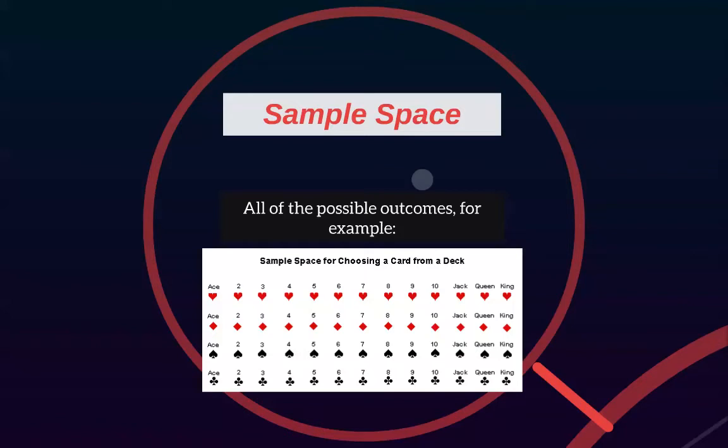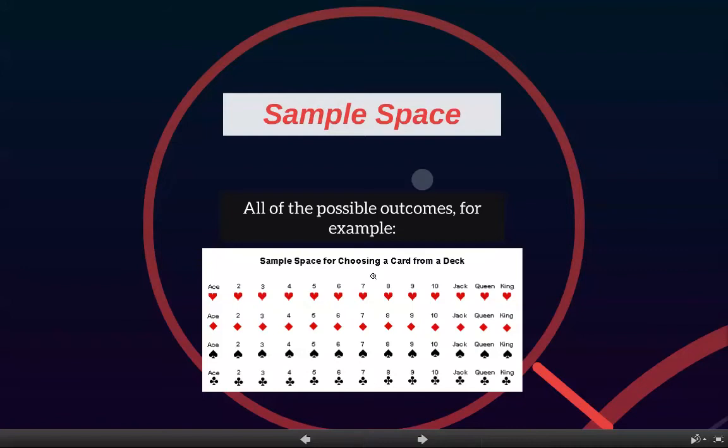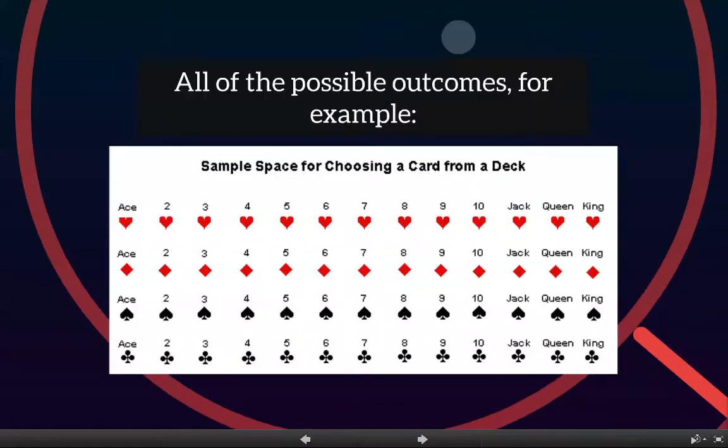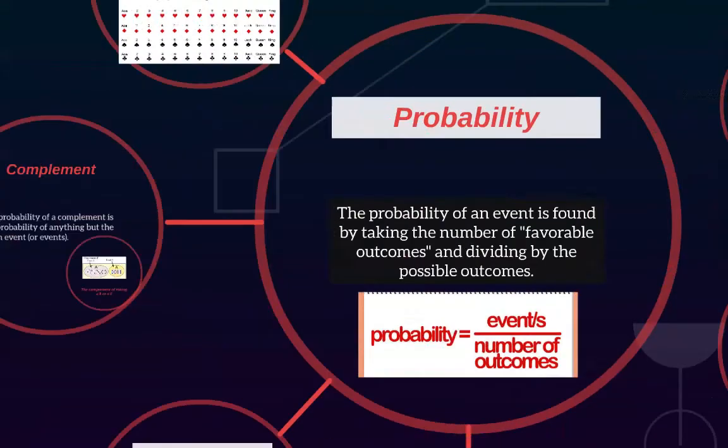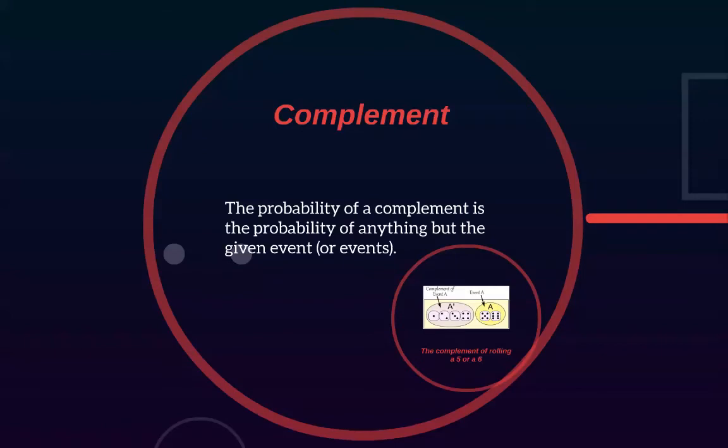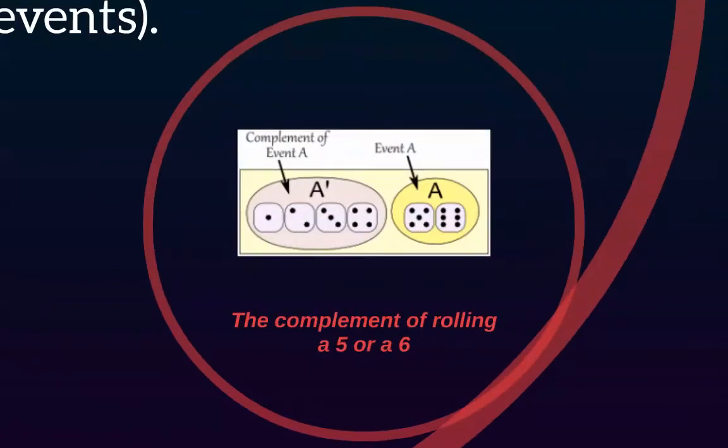So if we were talking about choosing from a deck of cards, we would list every single possible card. We could also talk about the probability of the complement of an event. So that's anything but, or anything that's not a given event. So rolling a pair of dice, or one die, if we're talking about rolling a 5 or a 6, the complement would be rolling a 1, 2, 3, or 4. I could have just said rolling 1, 2, 3, or 4, but sometimes it's easier to phrase it as not a 5 or 6.